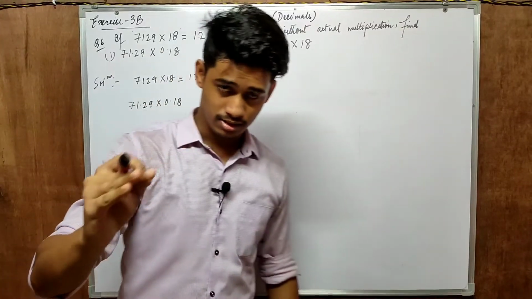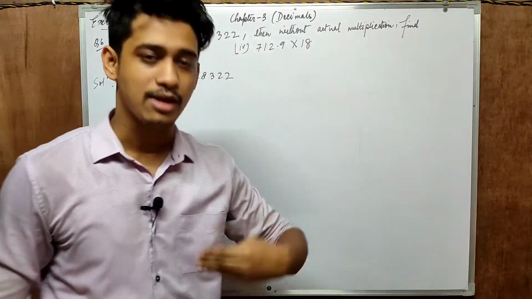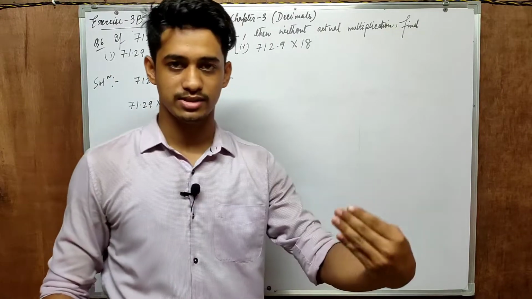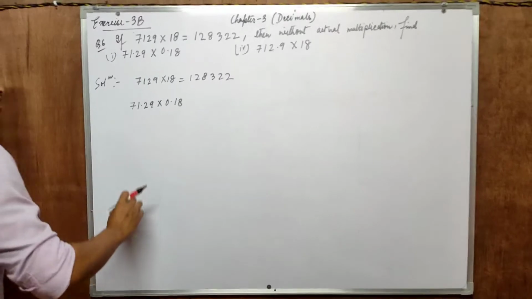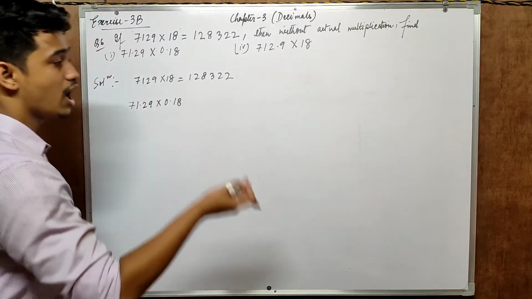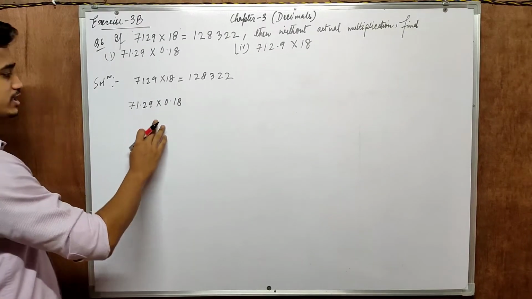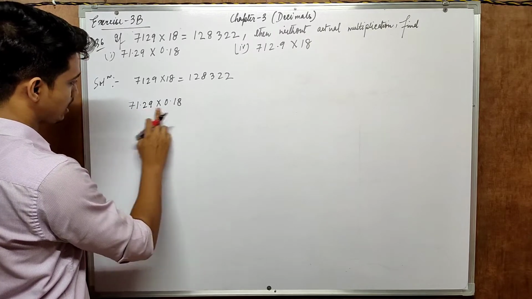Now just see, in the first segment, in the previous 3 or 4 questions, I have told you that you need to just count how many digits are there after the point. So how many digits are there? 2 and 2.